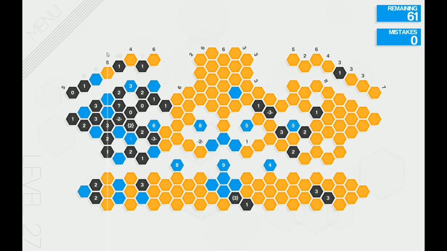Alright, so for this column of 5, the last 3 can't all be at the bottom, because then these 2's would end up equaling 3. So we know this top one has to be blue. And for these to both be 2, we have to choose the top and the bottom.